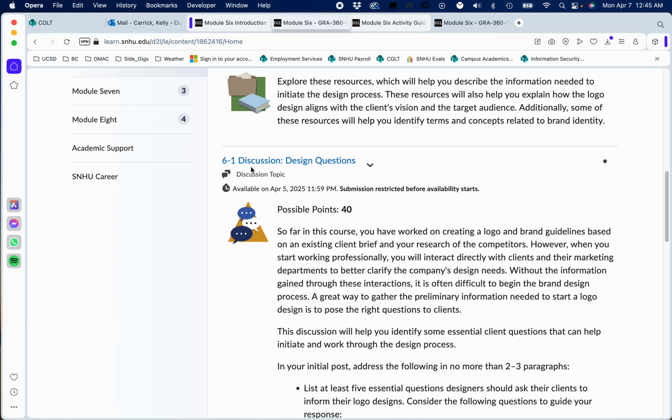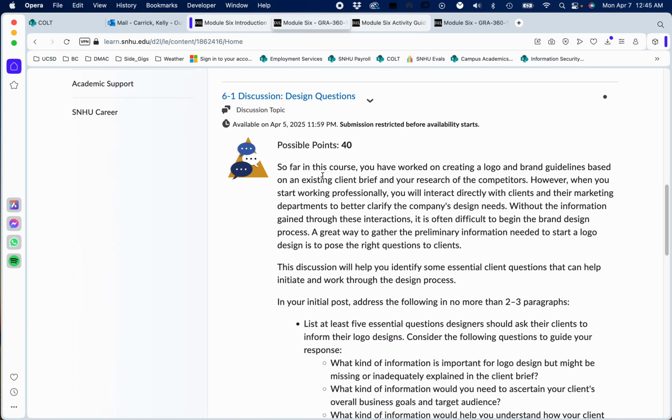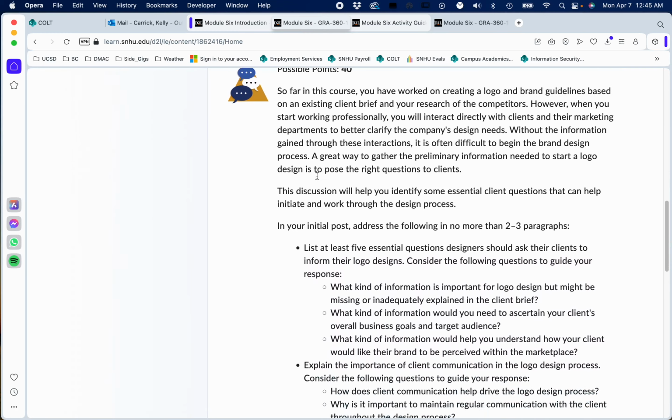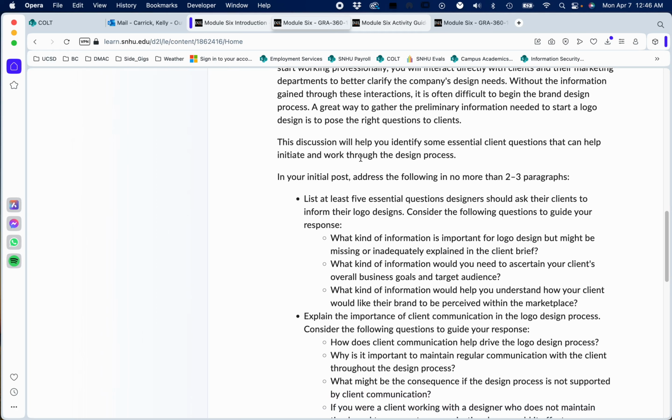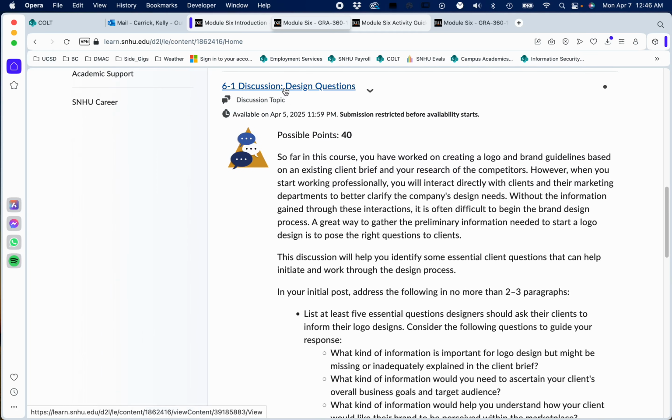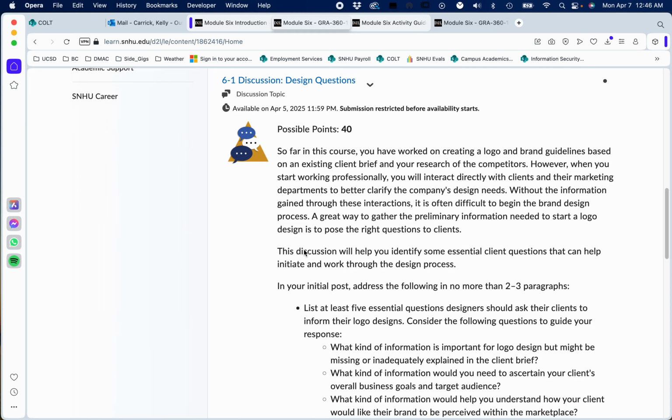So the first thing that we're doing this week: 6.1 is the discussion. You can read through all the information there. It's basically starting a conversation with getting information for how you would start the design process for a logo with a client. So your initial post for the question is due by Thursday, and then your responses to 2 classmates are due by the end of the week, which is technically Monday.